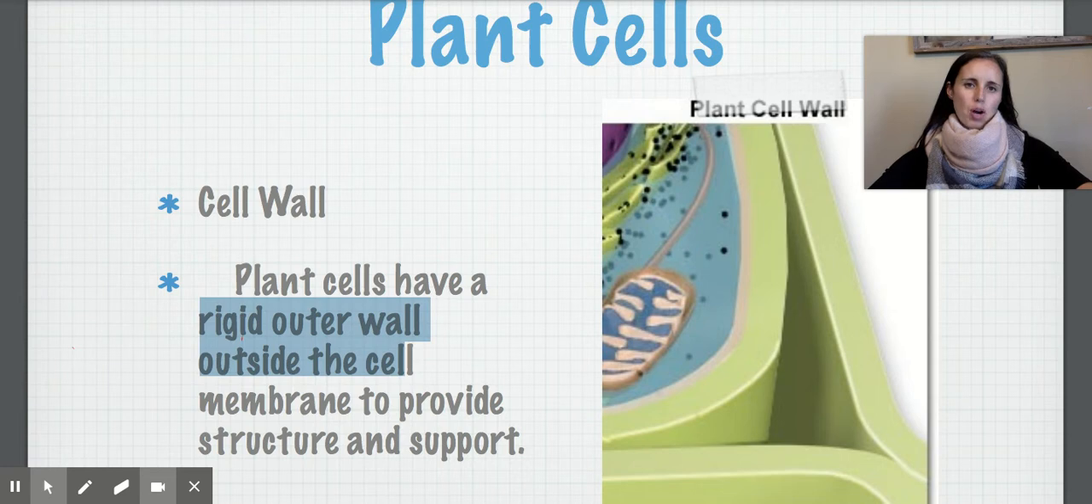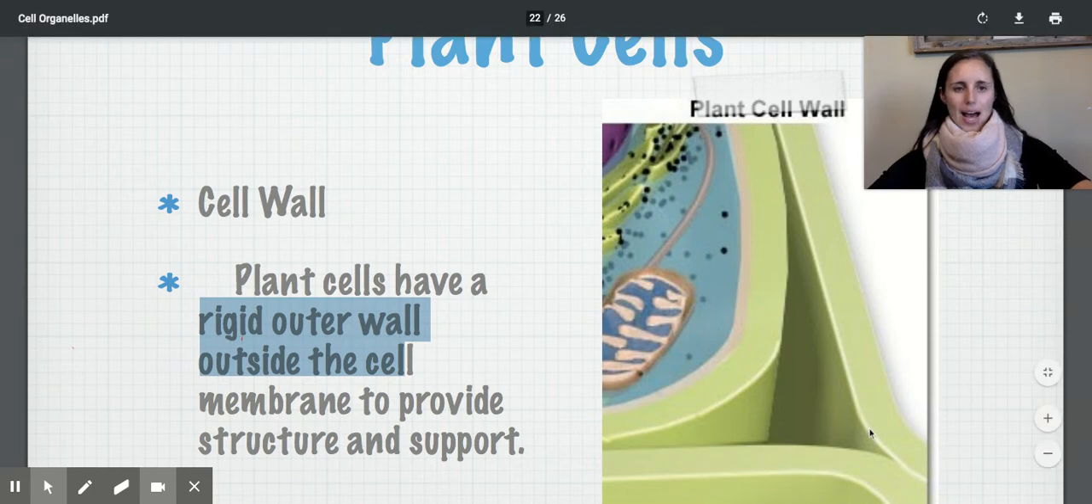So I talked before about the large central vacuole helping to support plants. The cell wall, which is very rigid, made up of cellulose, will also act to support plants and allow them to be rigid.